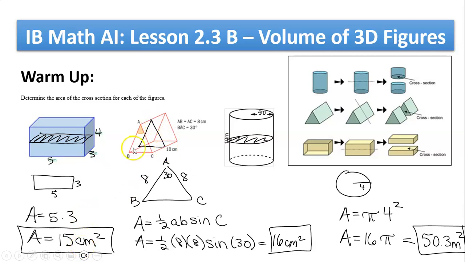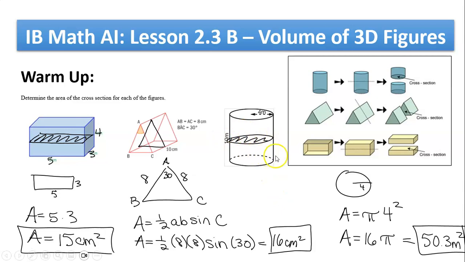For the second one, the cross-section is a triangle, and they mentioned right here that side AB is equal to side AC, and their lengths are 8 centimeters. And the angle BAC is 30 degrees. So I drew that triangle showing the side lengths and that angle in between, and then using our area formula of 1/2 AB sine of C, we substitute in our measurements. It's 1/2 times 8 times 8 times sine of 30. And we get 16 centimeters squared for that triangle area.